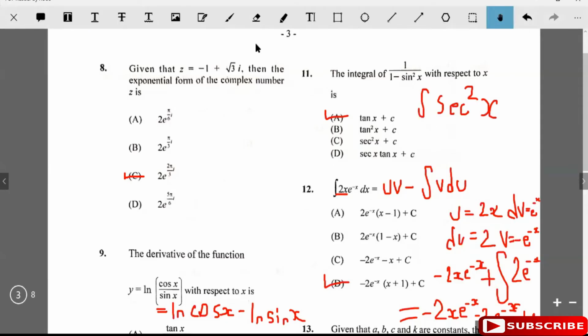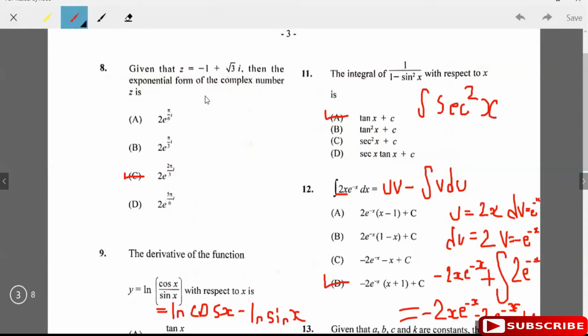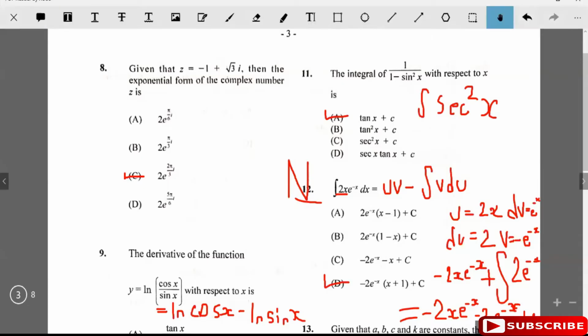So this is a new question. So I just like to write N for new. 2012 is a new question right here. So why do I have x plus 1 in the bracket? Because they factor out minus 2x from these two terms. Or minus 2e to the x? Yes. Oh, okay. Yeah.